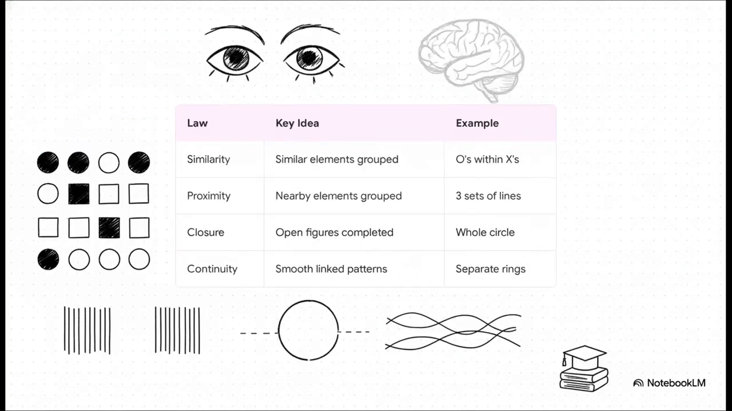All right, let's do a really quick recap of the 4 laws to make sure you've grasped this complete whole before we move on. Similarity groups like items, like our O's and X's. Proximity groups nearby items, like those sets of lines. Closure mentally completes open figures, filling in that broken circle. And continuity links elements into smooth patterns, giving us those concentric rings. Okay, now that we have the whole picture, let's look at how we can apply these visual rules to education.